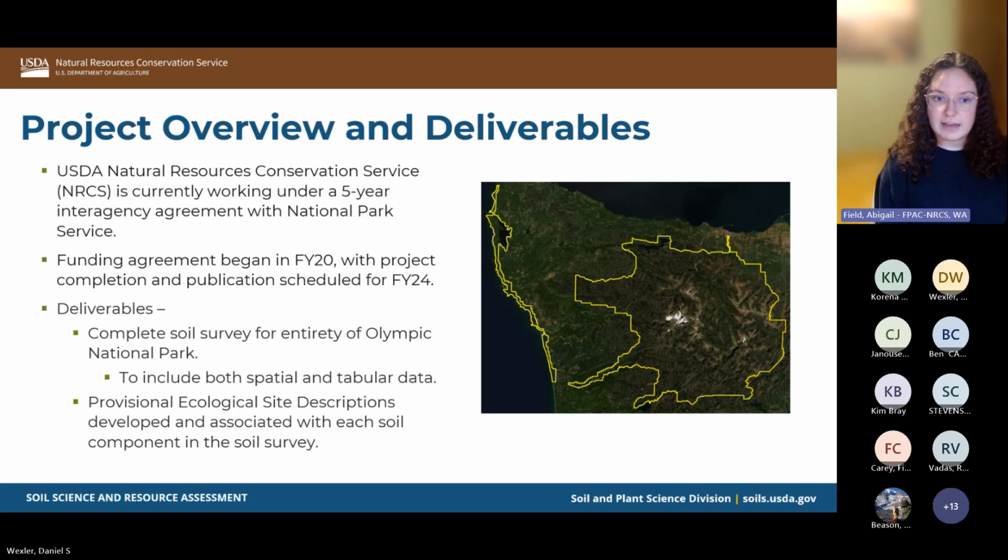So we are working on a 5-year interagency agreement with the Park Service, which means we can provide more resources and just more time into this project. Funding began in 2020 with project completion and publication scheduled for later this year. So we're in the final stretch of this project. And so what we will be done with is providing the park with the soil survey, which includes both spatial and tabular data, along with ecological site descriptions developed and associated with each soil component. Next slide.